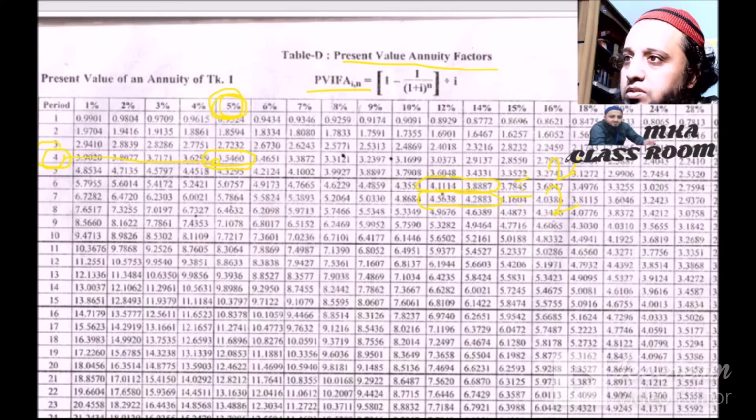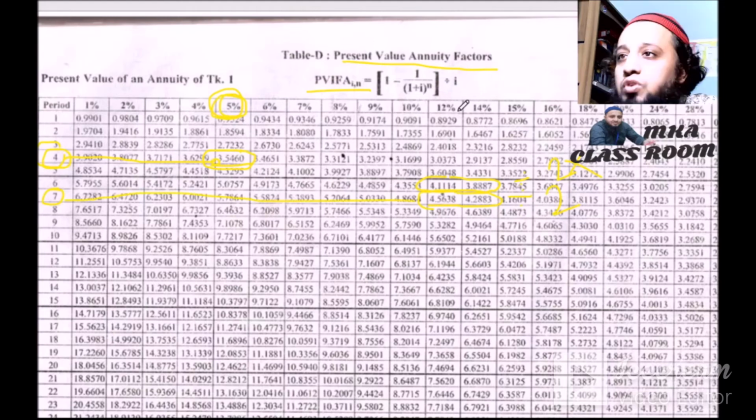So, 4.5638 plus 4.2883 divided by 2. So, 4.4260. So, that is our required year 7. That is your required year 7.